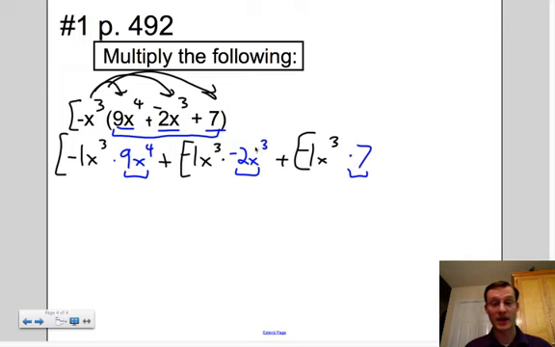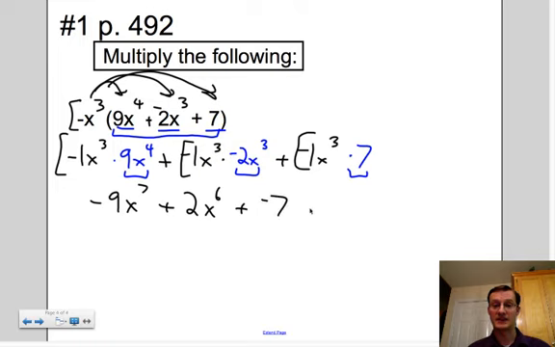So now we're just going to rearrange these a bit. Negative 1, multiply the coefficients. Negative 1 times 9 is negative 9. X to the third times x to the fourth, remember rack them up, is going to be x to the 7th, plus negative 1 times negative 2 is positive 2, x to the third, or x cubed times x cubed, x to the 6th, plus negative 1 times 7 is negative 7, x cubed.